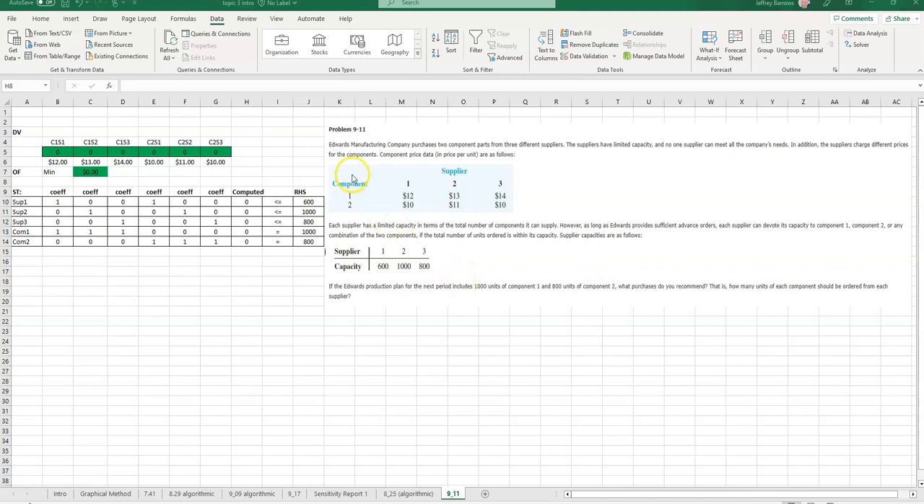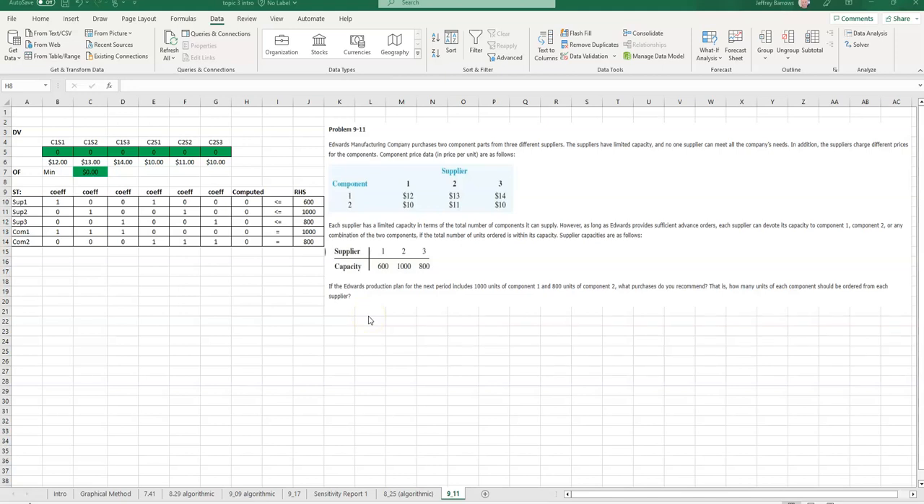So in this table, down the left-hand column here, you have component 1 and component 2. And then across the top in the columns, you have the prices for supplier 1, supplier 2, and supplier 3. It says each supplier has limited capacity in terms of the total number of components it can supply.